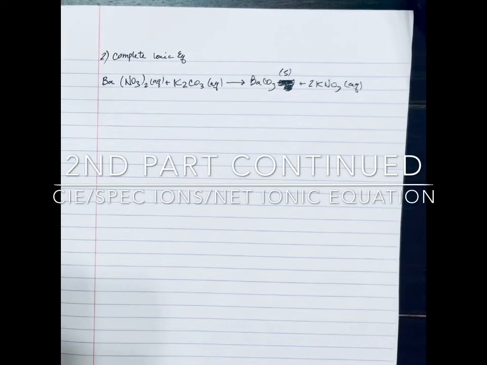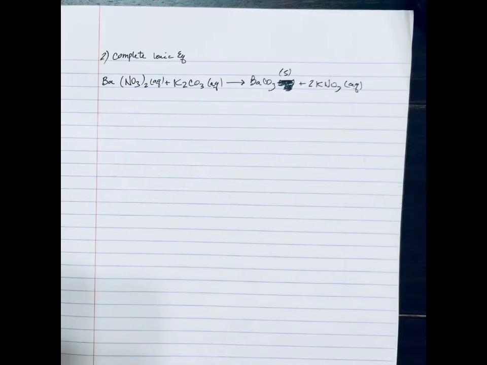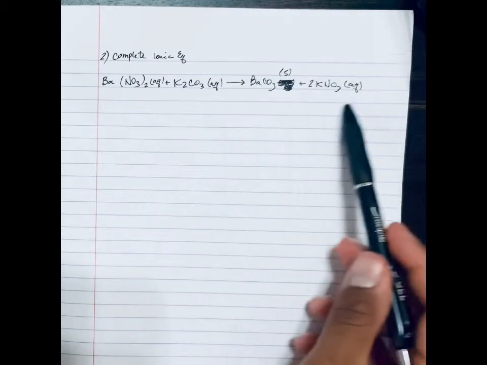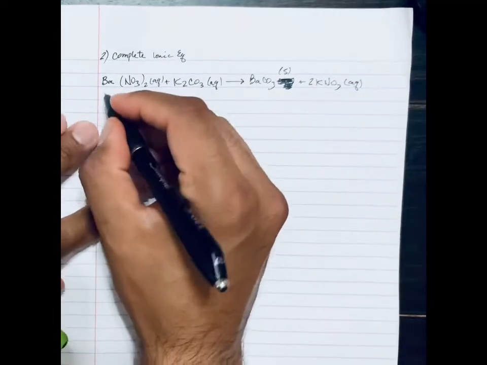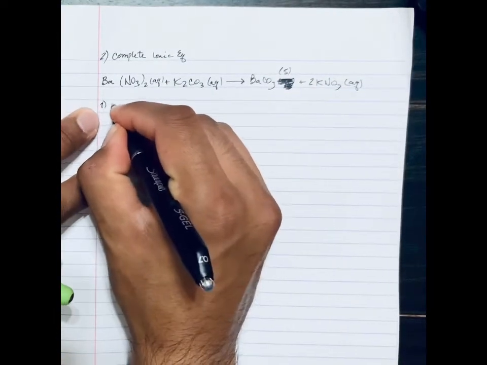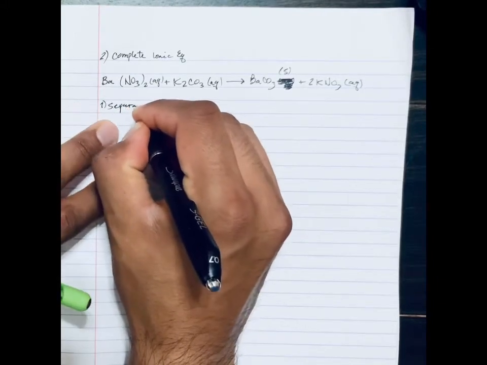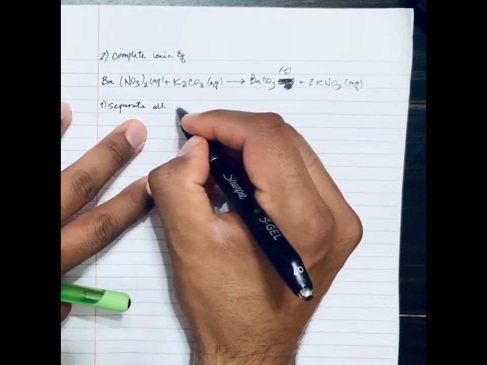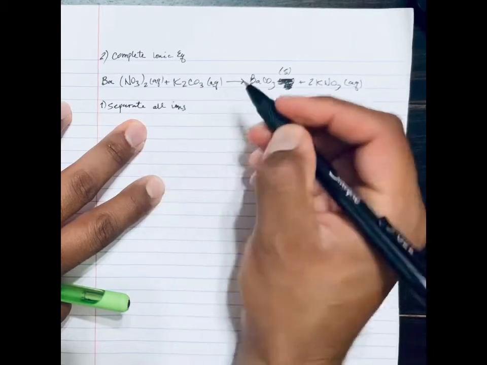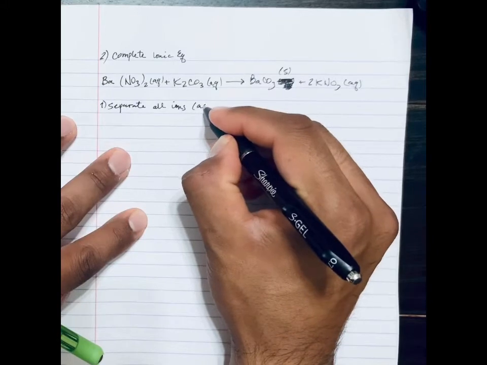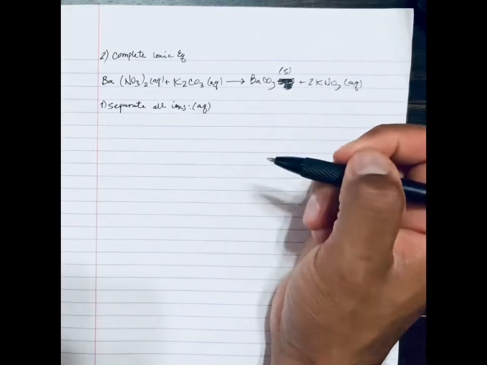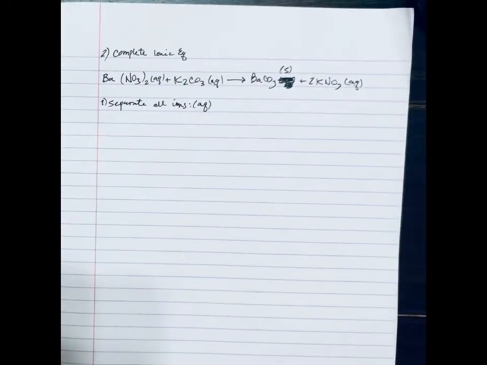So for number 2, what you have here is that you're gonna have to separate all the ions. So you have your balanced equation right here, okay? And what you're gonna do, first and foremost, is you're going to separate all the ions. So how do we know which ones are all the ions? Well, I'll make it very simple for you. Anything that is an AQ, you're going to separate into their ionic form.